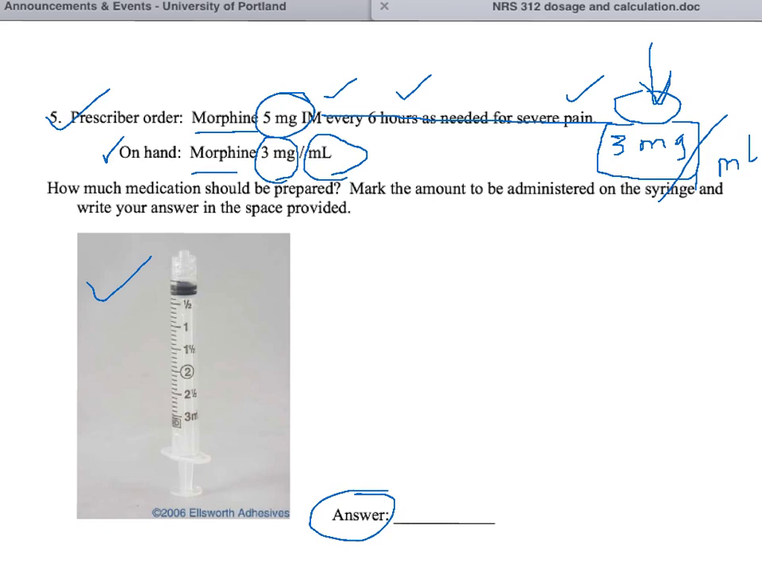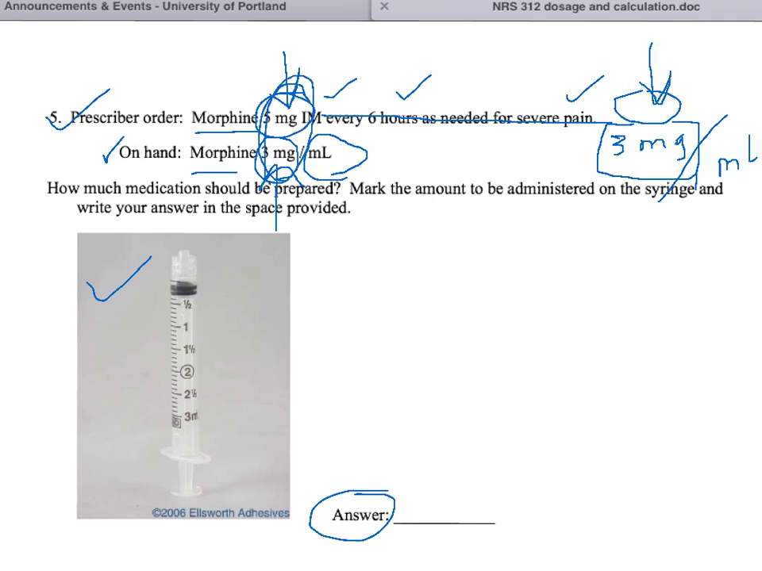The next thing you want to do is take a look at the unit dose. What's been ordered is milligrams, and what you have on hand is milligrams. So right away you know that you don't have to do any conversions. Some medications will be ordered in grams, but all you have available is milligrams. So in that situation you have to do a conversion first, but since both of your units are in milligrams, no conversion is needed.